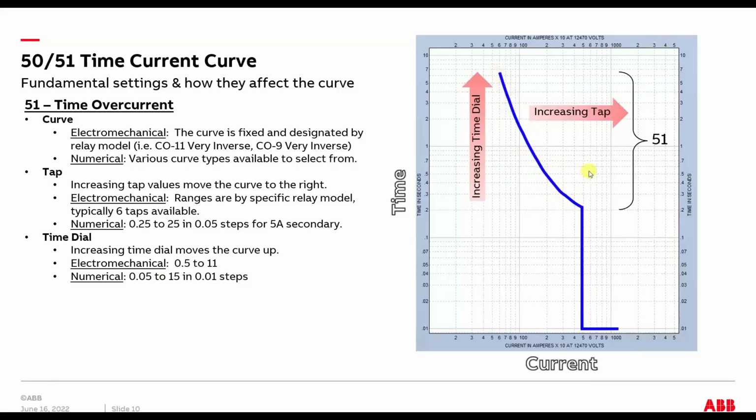So that's the function of the 51 device. It's basically used for overloads and short circuits within high impedance, like not bolted faults, high impedance short circuits. That's what it's intended to protect.